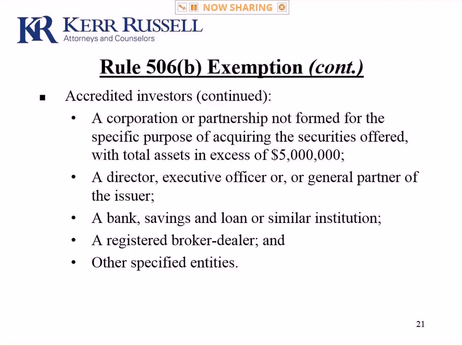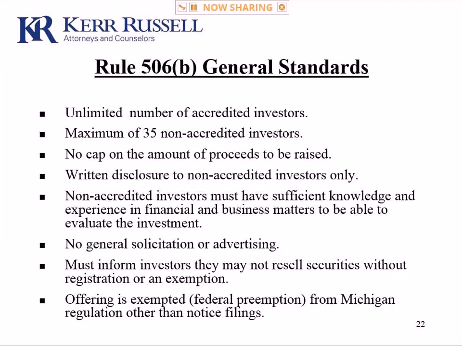Also, organizations and corporations can qualify as well as certain insiders of the company. There are general standards that apply to any 506B offering, and there can be 35 non-accredited investors. In addition to that, there are certain standards that the non-accredited investors would have to satisfy. The way that one documents whether they satisfy this is through the offering documentation that I had mentioned at the beginning of the presentation.